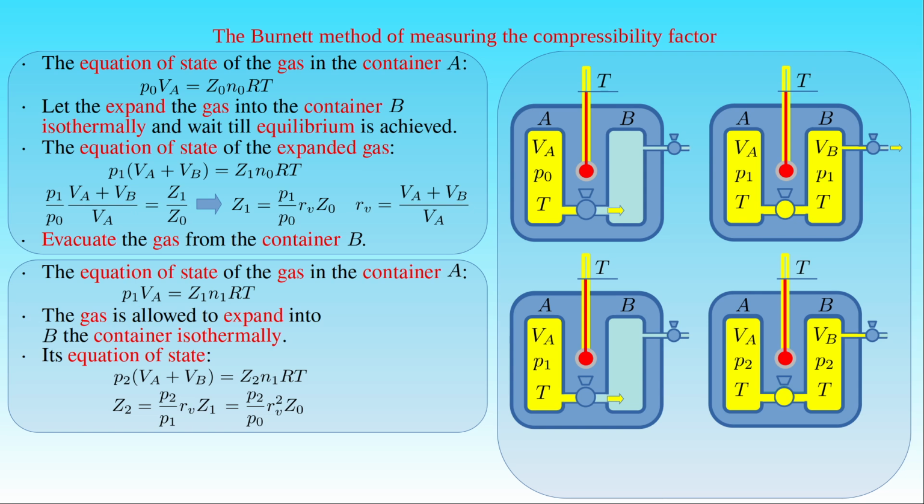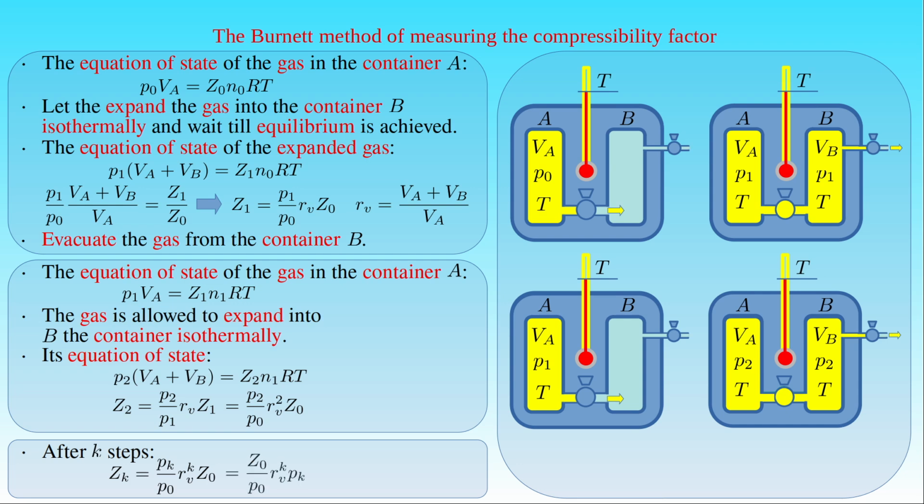In the end of the second step we close the valve separating the containers, open the valve of the outlet of the container B, and evacuate it by using the vacuum pump. Then we can continue the same procedure with the third step. After K steps, we will be able to express the compressibility factor Zk by the ratio of the pressure Pk to the initial pressure P0, times the ratio of volume expansion RV to the power of K, times the initial compressibility factor Z0. The right-hand side is equal to Z0 over P0, times RV to K, times Pk.